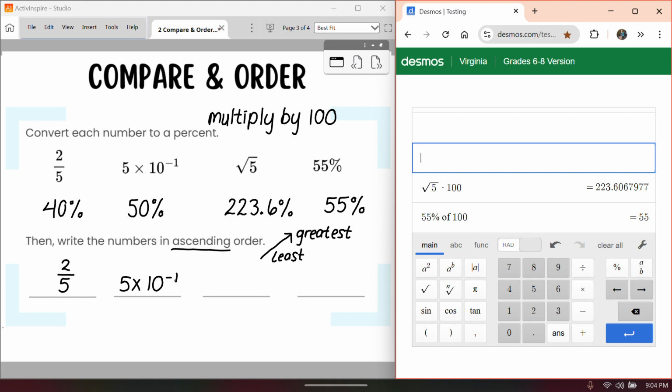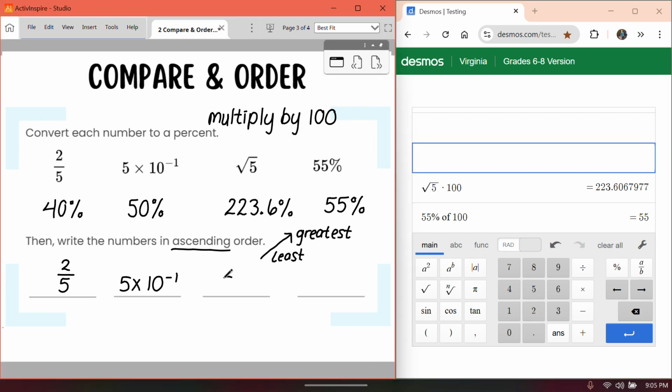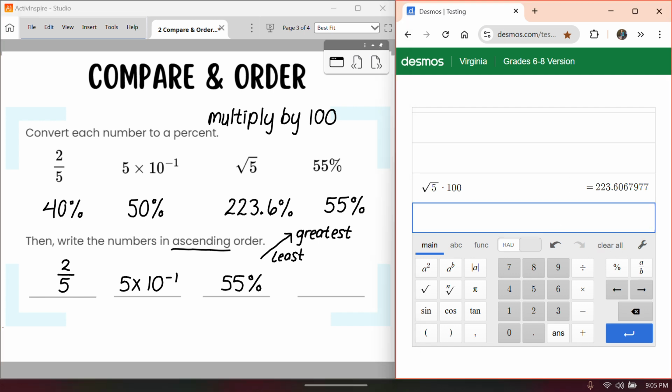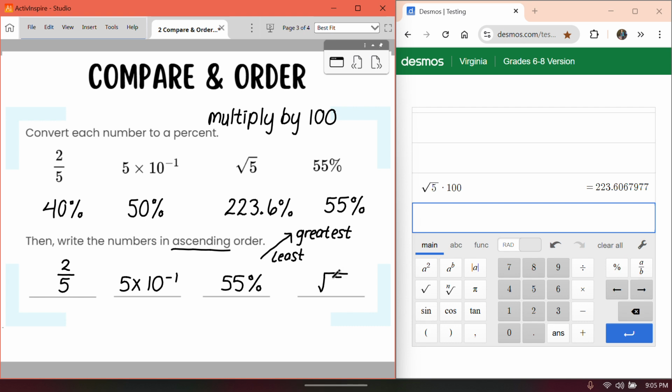Now I only have 2% left, 223.6%, 55%. Which one of those is least? The 55%, which means the square root of 5 is the greatest of those four numbers. Now, if you need to go back and watch that one again, do it. I think go back to like the 7-minute mark or the 6.5-minute mark of this video and watch this example again. I'm going to move on to the next, but make sure you've got this before you do that.